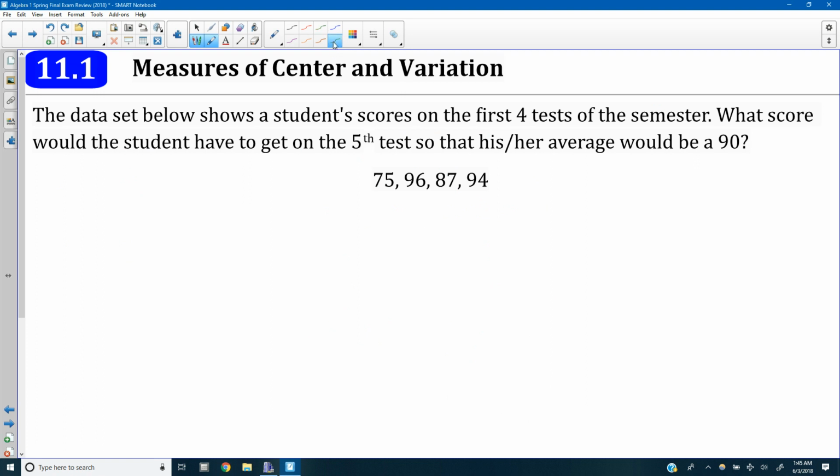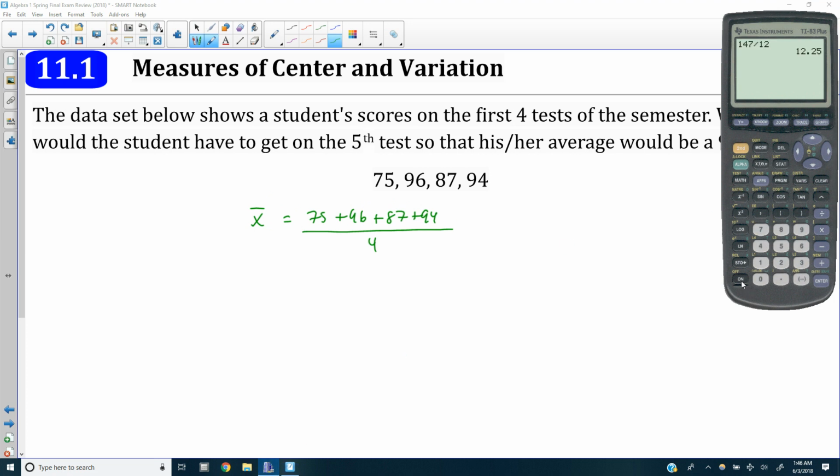So here, let's find out what their average is right now. Let's just see what they got so far after 4 tests. We got 75 plus 96 plus 87 plus 94 all over 4. I'm just going to go ahead and jump into the calculator for it because I believe when I divide by 4, I just don't want to run into any issues. We're already at that time of night that it's like, you know what? Let's just keep moving along.